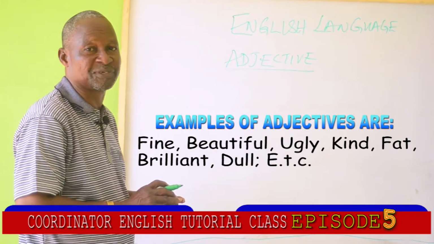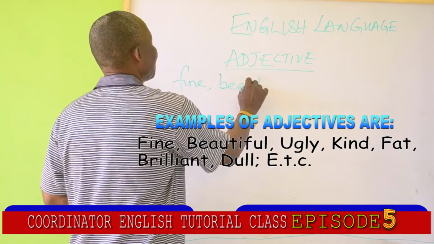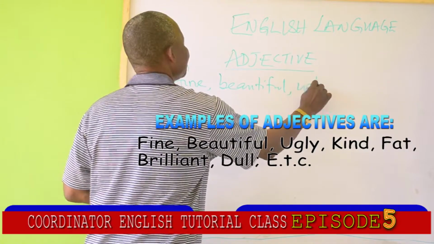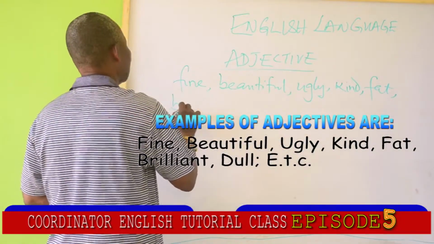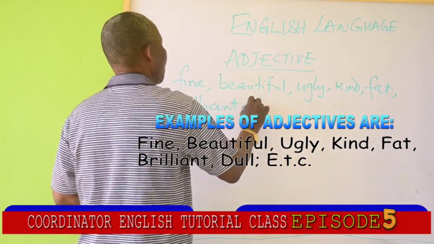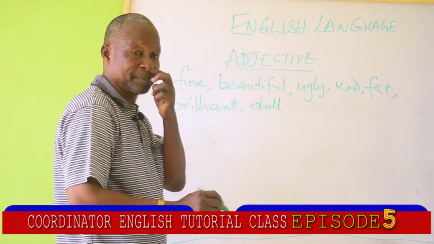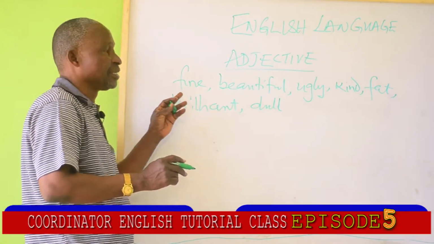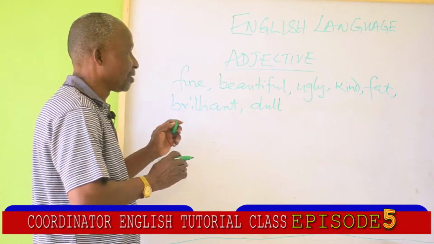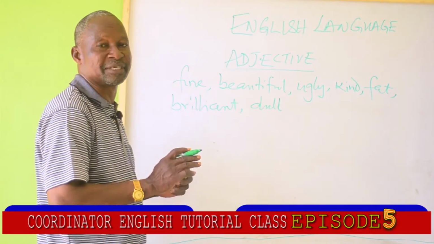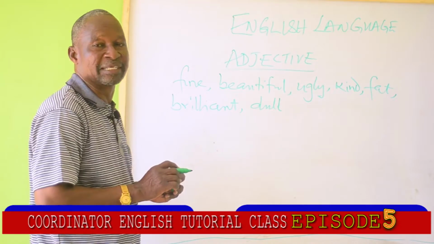Examples of adjectives are as follows: fine, beautiful, ugly, kind, fat, brilliant, dull, etc. Having seen a few examples that I've just given on the board here, I want to use them in sentences so that you can really understand what job an adjective does in a sentence.